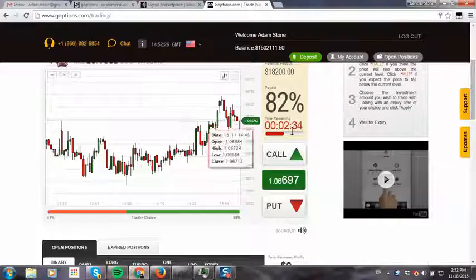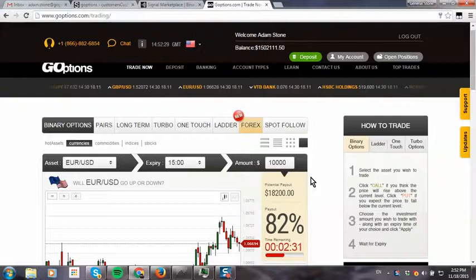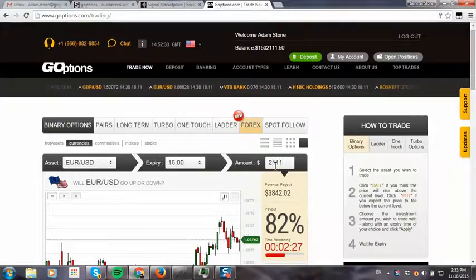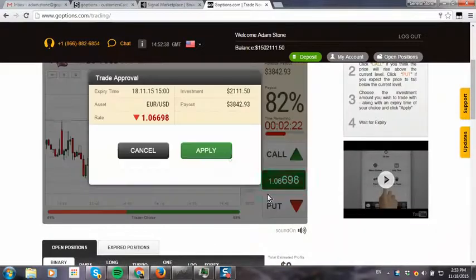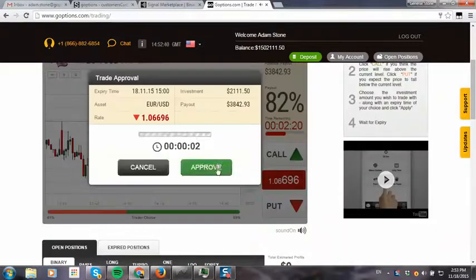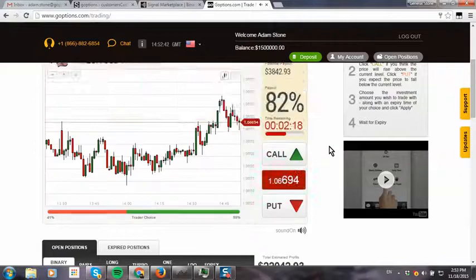Couple minutes before expiry, and I think I'm going to put 2,111.50 cents. I'm going to put that on right there just to get my balance nice and even. 1.5 mil.